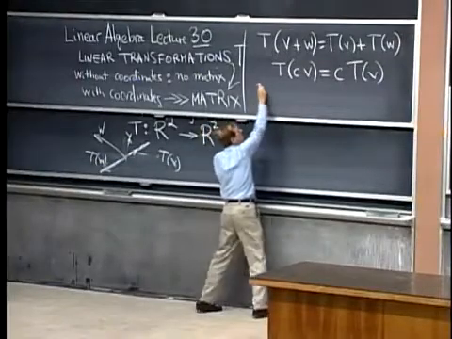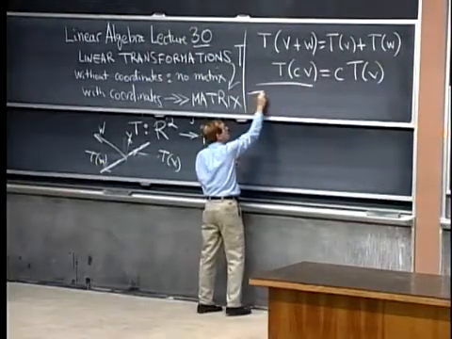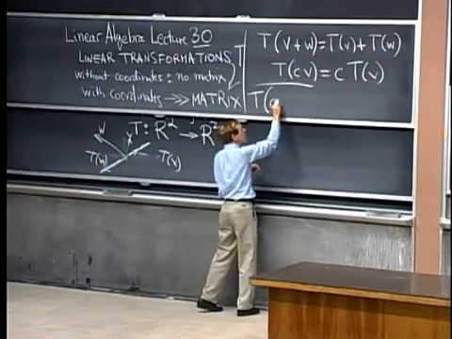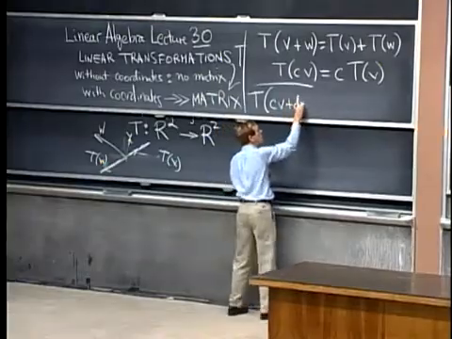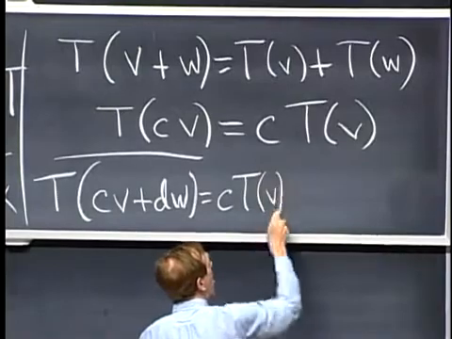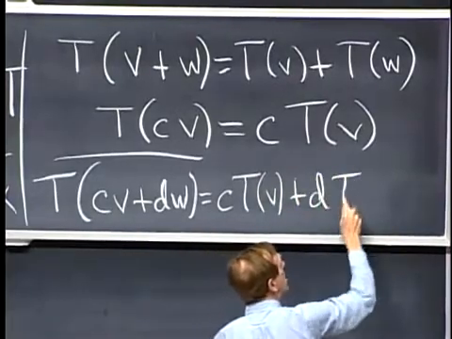I can combine those into one statement. What the transformation does to any linear combination, it must produce the same combination of T of V and T of W.